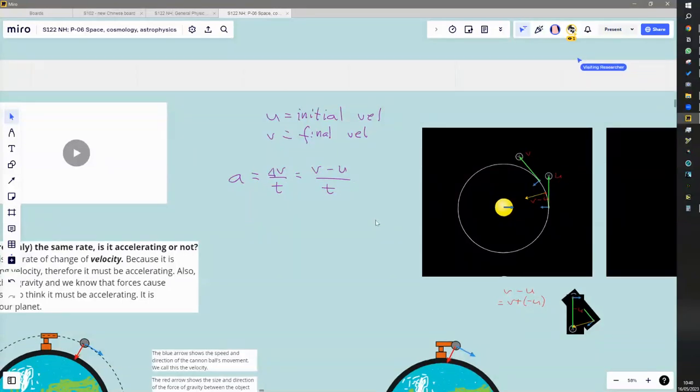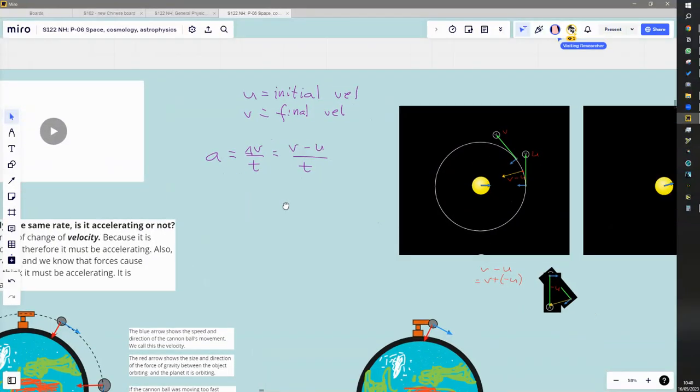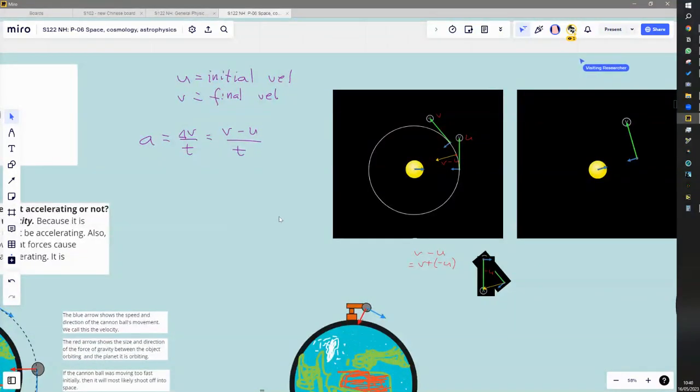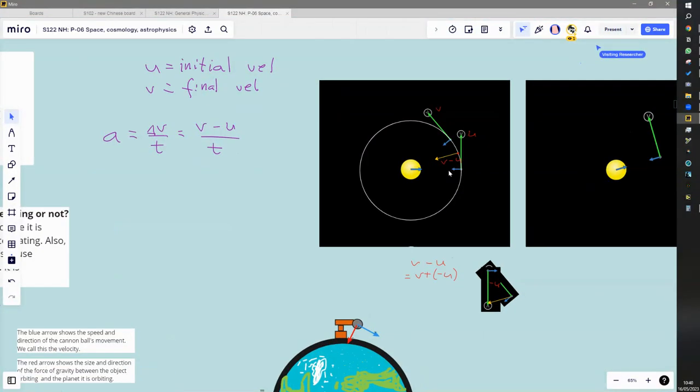So we did this a while ago, but what we're going to try to understand is how is it that when something is orbiting something else, or just going in a circle for whatever reason, we say it is accelerating. There are a few levels at which we can understand why we can say that it is accelerating.